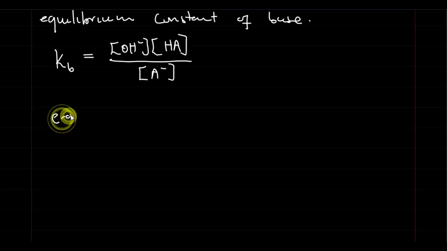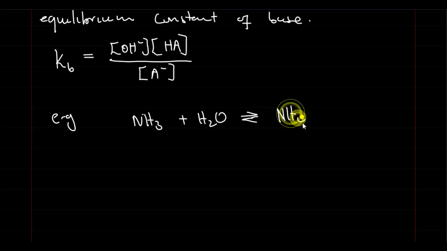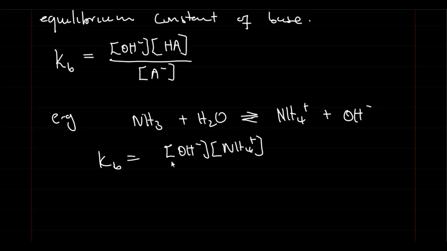Okay, so example, if I have, let's say, ammonia, right? Ammonia in water, what is going to happen? Ammonia in water. So now ammonia in water, I'm going to have what? I'm going to have NH4 plus and what? OH minus. So the Kb of this reaction will be what? Concentration of OH minus and NH4 plus over concentration of what? Of ammonia.